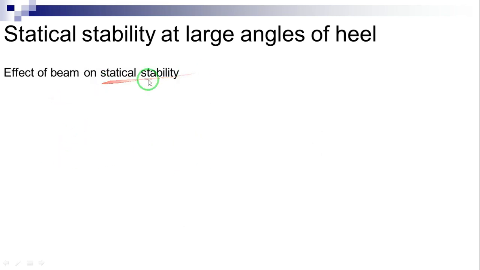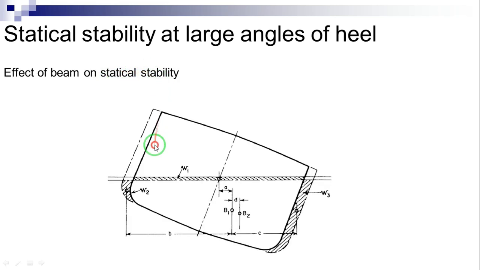Effect of beam on statical stability. This figure shows in solid lines a typical ship section and another section in broken lines which differs from the other by an increase in beam. Increasing the beam, as shown in this figure, will at any angle of inclination cause the ship to rise, so that the lost displacement of the shaded volume between the two water lines is equal to the added displacement of the shaded volumes port and starboard between the two shell lines, less the addition of weight involved in increasing the beam.